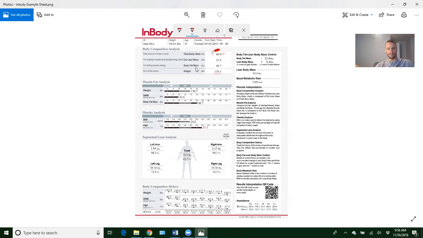Another category is pounds of fat, body fat mass, 48.7. And then the third category is the everything else category. We'll call it the scrapple category. That is your bones, organs, all that other stuff there. So those 3 together equal total body weight.